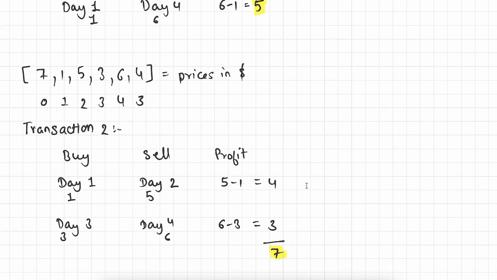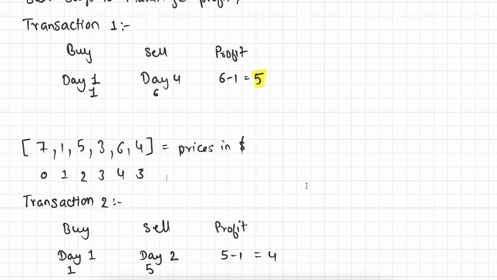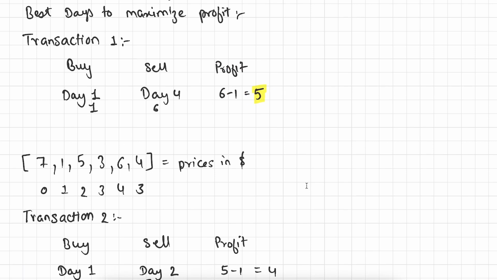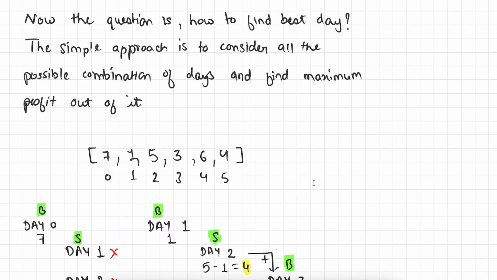Now the question is how to solve this problem, how to approach this problem, because till now we are not getting any intuition to solve it. So what can we do? We can consider all the possible combinations of pairs of days that give us the maximum profit, right? We consider all the pairs, and after finding all the pairs that give maximum profit, we sum them up to get the maximum profit. Let me show you how.